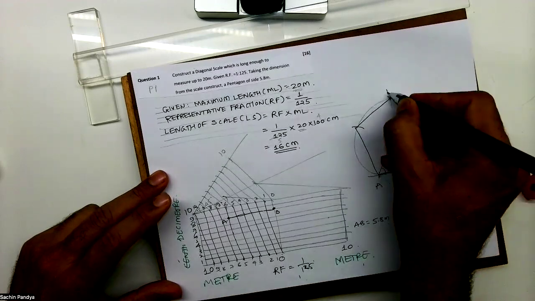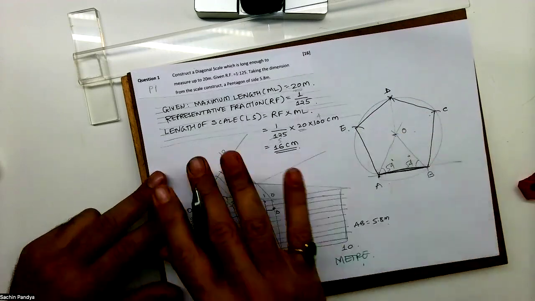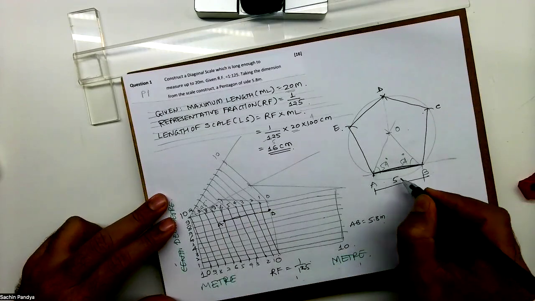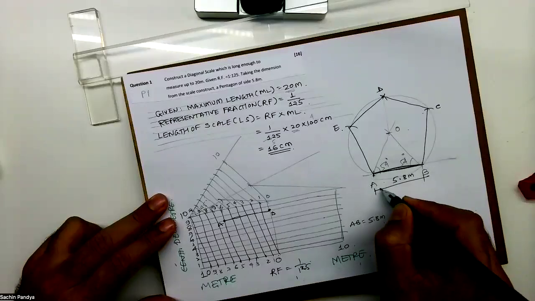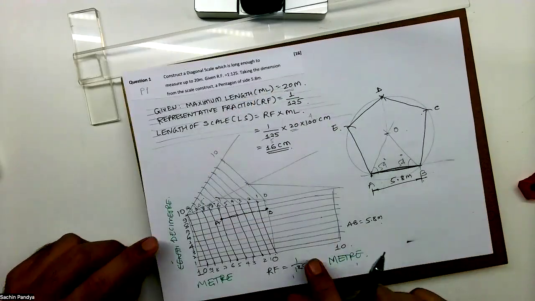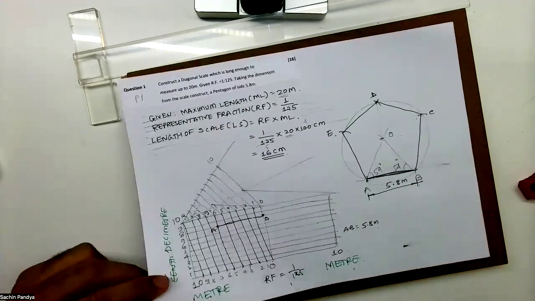This is A, B, C, D, E. So first sum is over. And here also you can show 5.8 meter. Got it? Please write in full form. Now we'll see the second one.